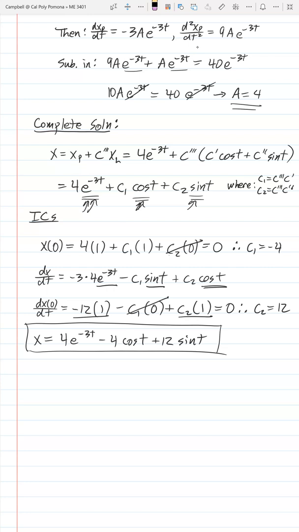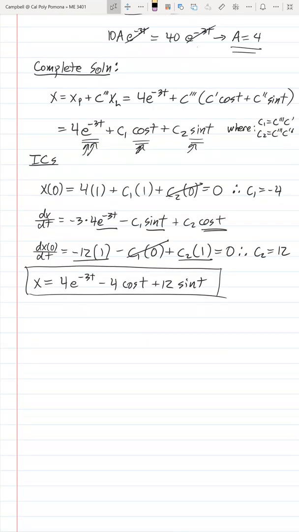Additionally, you will also see that if you plug this into the differential equation, sure enough, we end up getting 40 times e to the negative 3t, i.e. recovering the right-hand side of the equation by substituting this solution into the left-hand side of the differential equation.